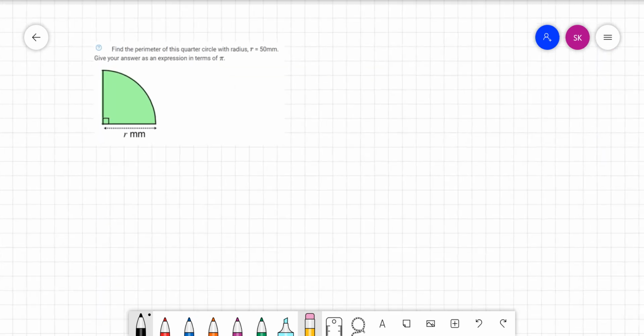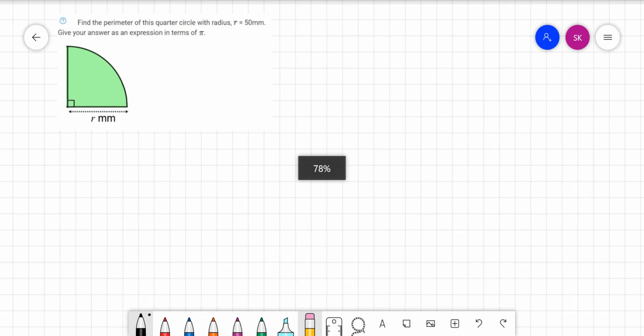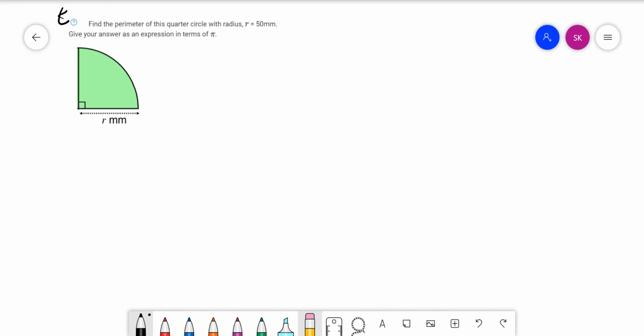So, whoa. Here, we've got a different shape. You're going to try it on your own again. Pause the video and have a go. So find the perimeter of this quarter circle with radius r equal to 50 millimeters, which means that is 50 millimeters.